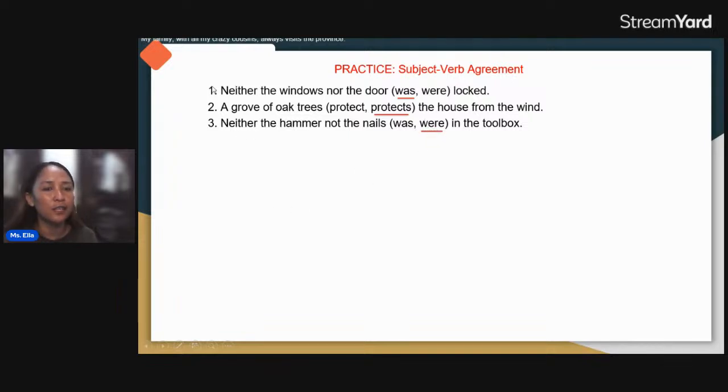Just like in number one, we have here neither the windows nor the door. Since the door is the closer and it's singular, we must take a singular verb. Here, it's plural. That means we'll take a plural verb also.